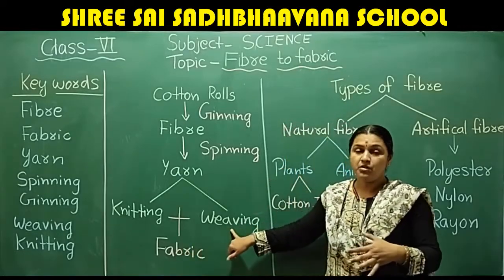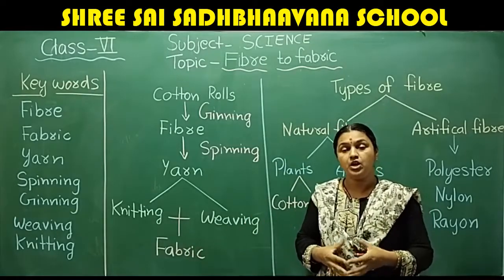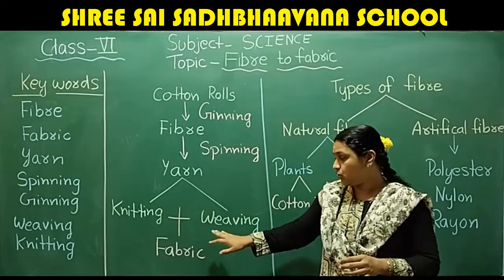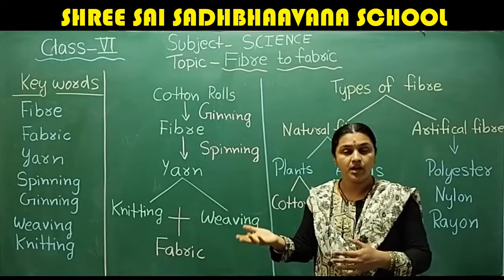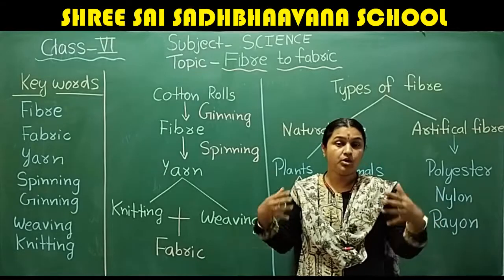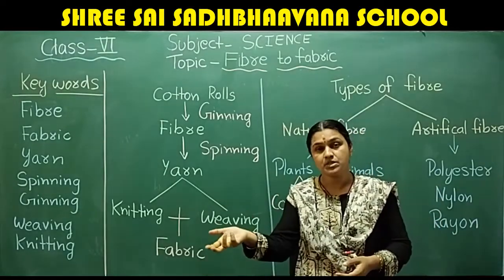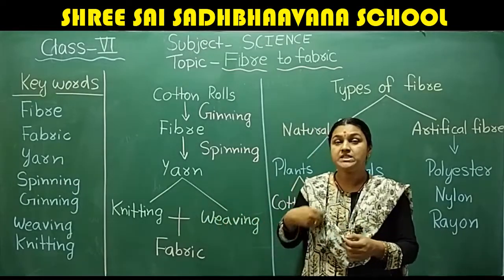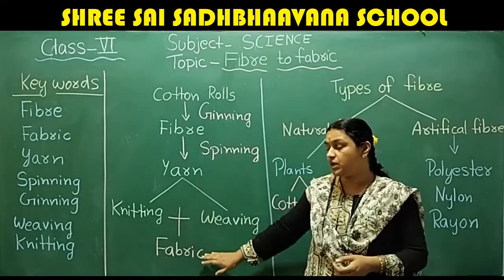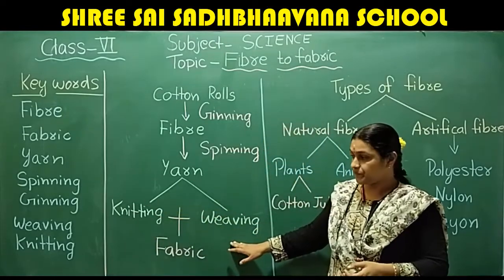Whereas weaving, some of them use the hand looms. Now, what is a loom, children? A loom is a machine used to make a fabric. So in weaving, either they can use a hand loom or a loom. Loom includes only machineries, only the machine does the weaving part. Whereas in the hand looms, they use a machine, but it's still manually run by a person. So a yarn can be converted into fabric by either knitting or weaving.